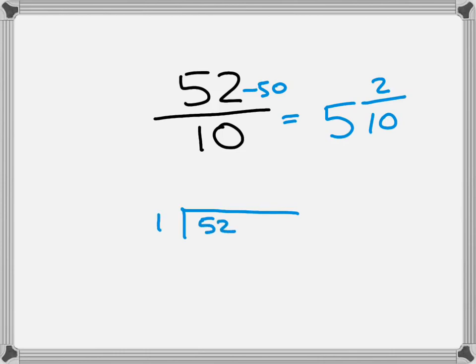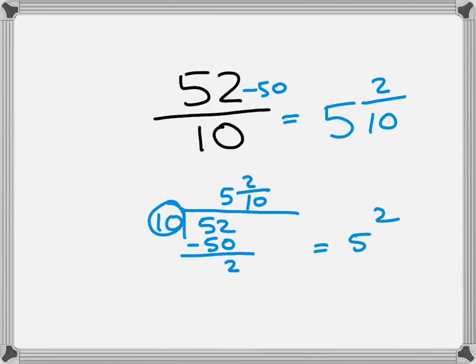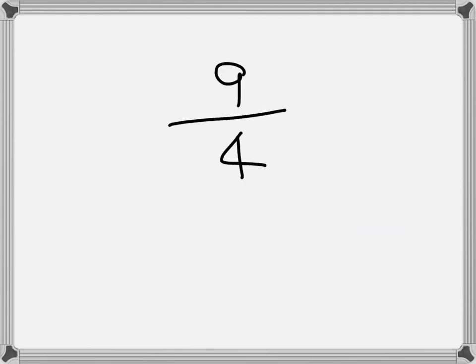52 divided by 10. 10 goes into 52 5 times. 5 times 10 is 50. 52 minus 50 is 2. Remainder 2, which we rewrite as 2 over this 10 here. And there you have it. 5 and 2/10.